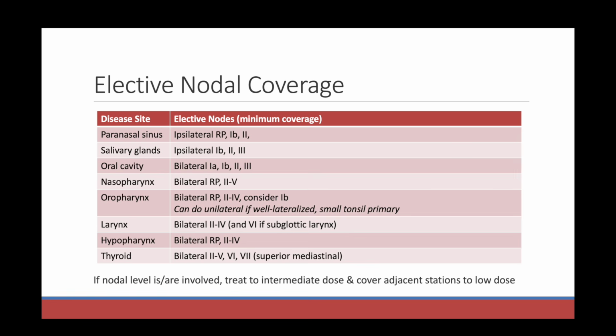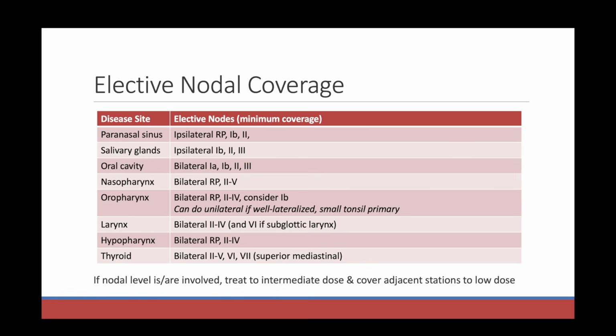We cover the retropharyngeal lymph nodes when there is pharynx in the field or in the name of the disease site. So nasopharynx, oropharynx, hypopharynx. You always want to add the retropharyngeal nodes. We also add the retropharyngeal nodes for the paranasal sinus nodes. And just remember, sinus is so close to the nasopharynx, so retropharyngeal nodes apply for sinus as well.